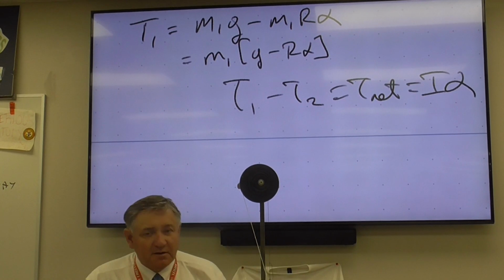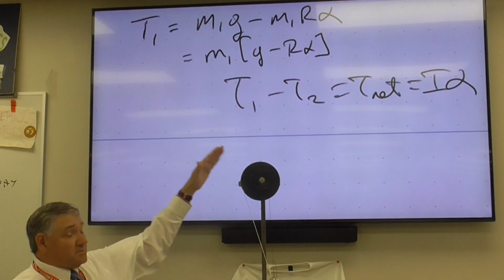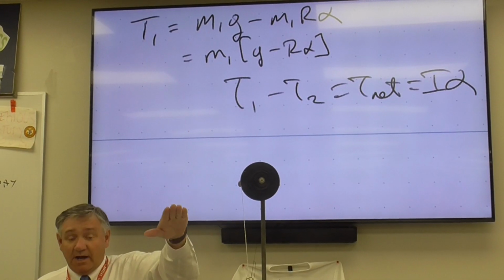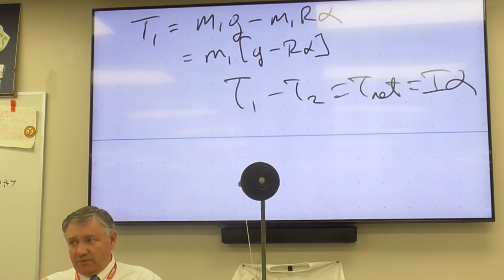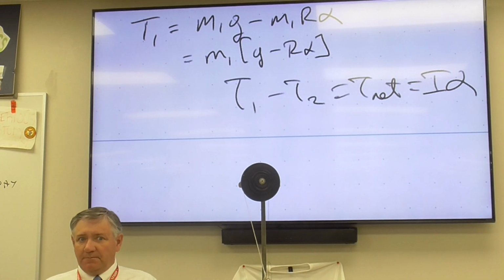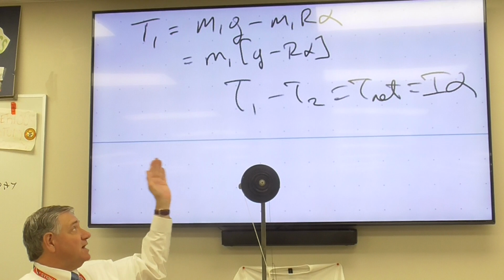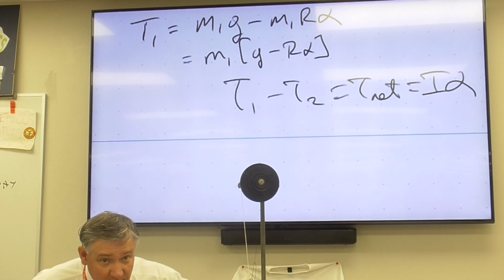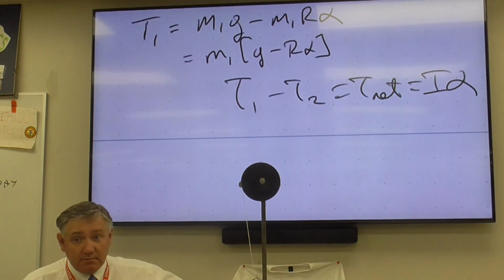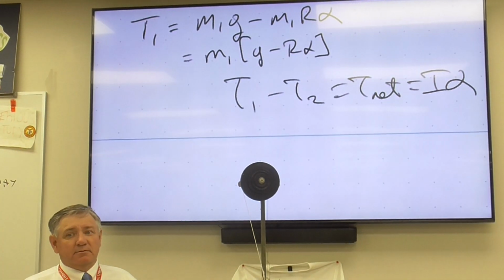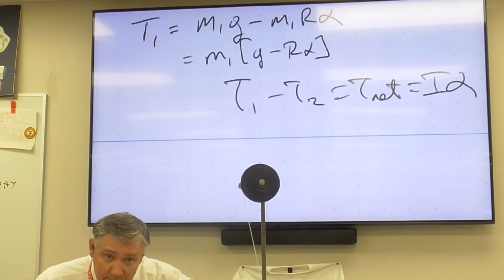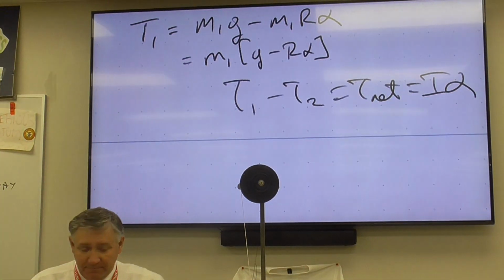Okay. So, would you agree that the difference between the two torques is gonna equal your net torque, which is also gonna equal I alpha? Cool with that? Now, why did I subtract T1 minus T2? That is not tension, that's torque. I started writing net torque, because it's net torque. And torque 1 is bigger than torque 2, that's why I wrote it that way.